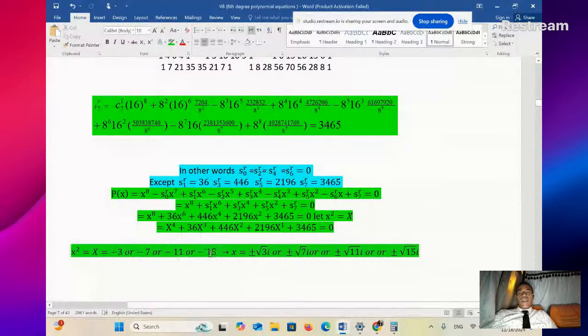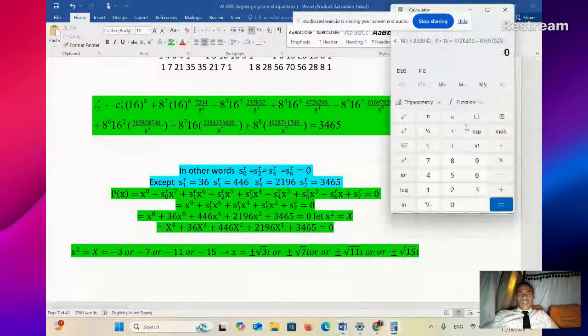That's why for the roots of this 8th degree polynomial equation, you will never find real roots. You will get, let's say, complex roots. Therefore, the x roots are plus or minus root 3 i, or plus or minus root 7 i, or plus or minus root 11 i, imaginary of course, plus or minus root 15 i. Now we are going to show where this comes from. I will solve this and explain that negative 3 is a root, negative 7 is a root, negative 11 is a root, and negative 15 is a root. Okay, let's check this one first.